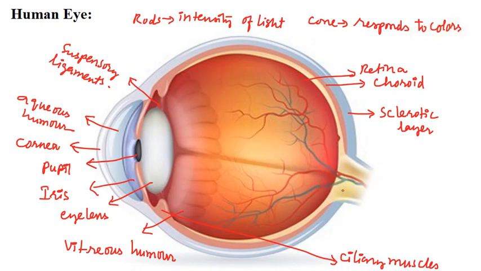So this is the optic nerve. It is the connecting nerve from the retina to the brain. The sensation of the image formed on the retina is carried to the brain by the optic nerve.